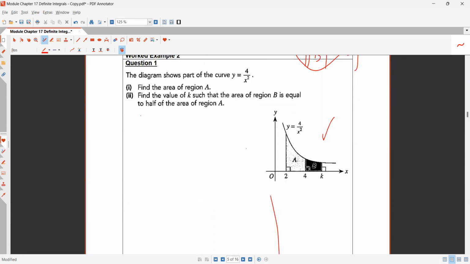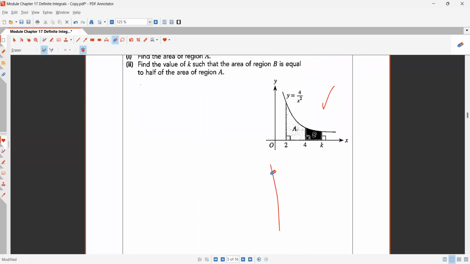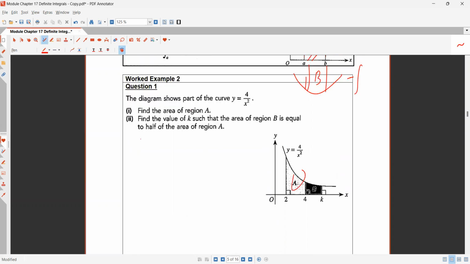Okay, so let's look at the first one. This is the normal integration. So for this one, you are given two regions, A and B. So the first question is asking you to find the area of the region A. If you want to find the region A, you will notice that this is your graph, and the limit is from 2 to 4. Because this is between the curve and the x-axis, we will do the integration straight away using the function given to you. This is the equation given to you.